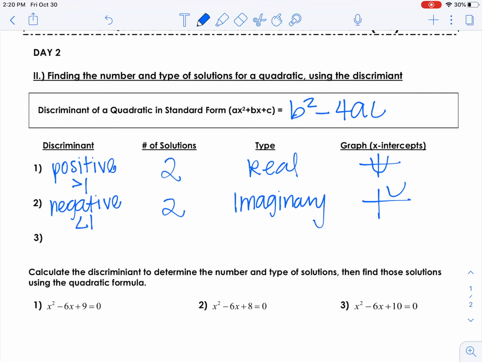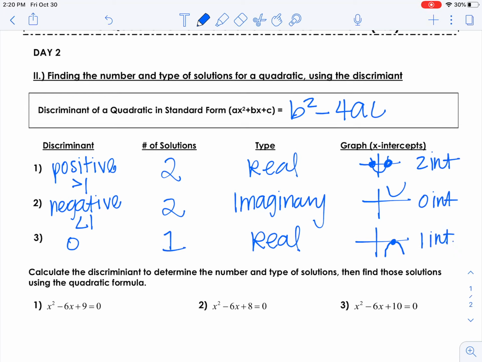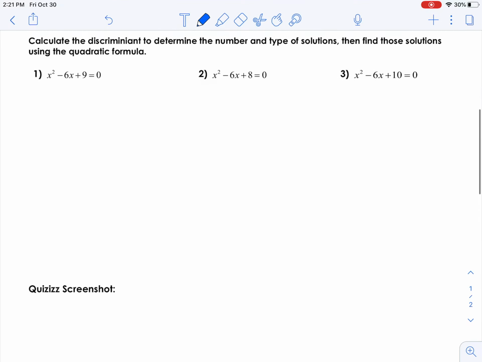Then if that number under the radical, or our discriminant, b squared minus 4ac, is 0, that means we just have one solution and it's real. Okay, and in that case, we just touch the x-axis, so we have one intercept. So here we had two intercepts. Here we had no intercepts. Here we have one intercept. Okay? So now for our examples, it says calculate the discriminant to determine the number and type of solutions, then find those solutions using the quadratic formula.